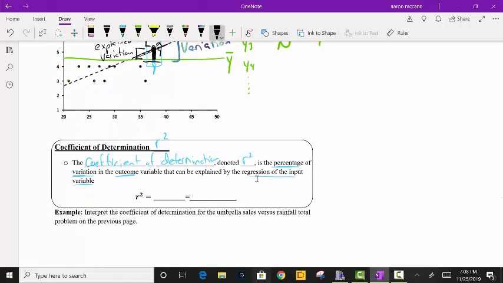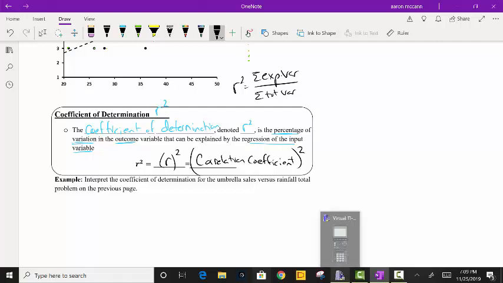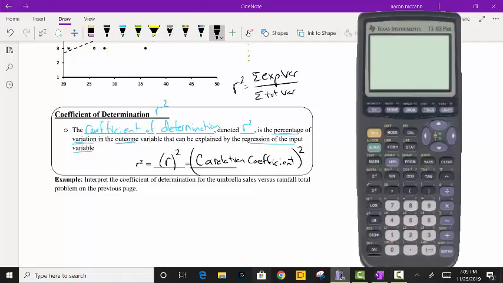So the formula for R squared is the sum of the explained variation divided by the sum of the total variation. Now, we're not going to get into this formula. All you really need to realize is that R squared is the same as R squared such as this, which is the same thing as the correlation coefficient being squared.